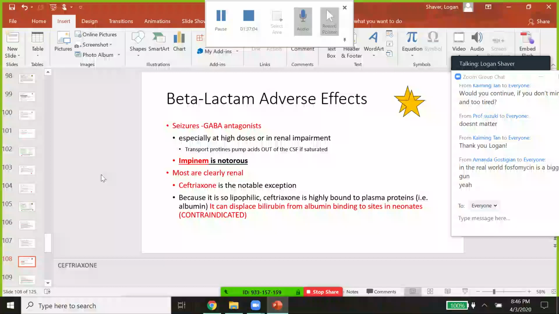And I think she honestly had a question like that, so that's why I have 2 stars on that. It's a very common one that is associated with seizures. Most are clearly renal. Ceftriaxone is the only one that's not really renal side effect oriented. However, it has its own separate one, and I think she may even have had a question on that too. Honestly, I know she did somewhere, maybe not in this class, but somewhere else maybe.